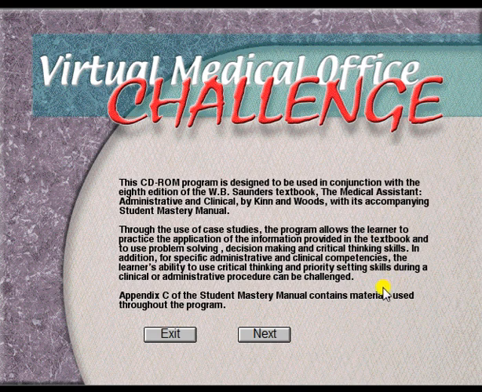In addition, for specific administrative and clinical competencies, the learner's ability to use critical thinking and priority-setting skills during a clinical or administrative procedure can be challenged. Appendix C of the Student Mastery Manual contains materials used throughout the program.